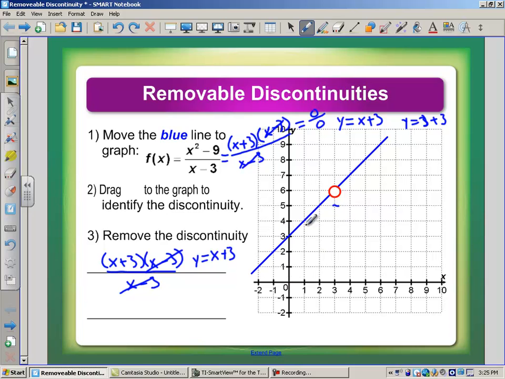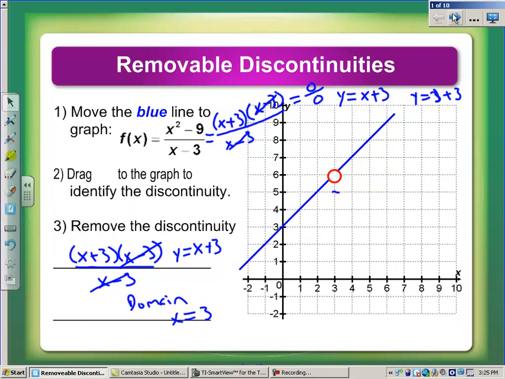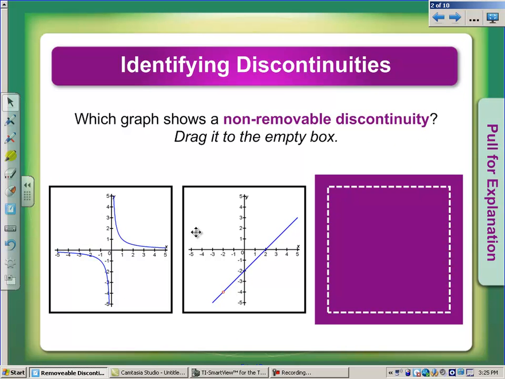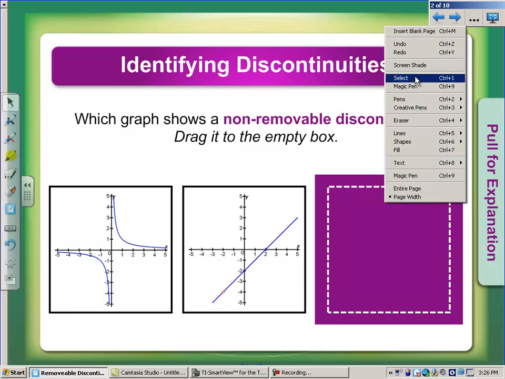So that's called a removable discontinuity. It will happen if you get 0 over 0. Now we still have to say for our domain that x cannot equal 3 because that's still a discontinuity. Okay, so let's take a look at the difference between removable and non-removable. Alright, what you have in this first graph is an asymptote at 0, and this is like our parent function.